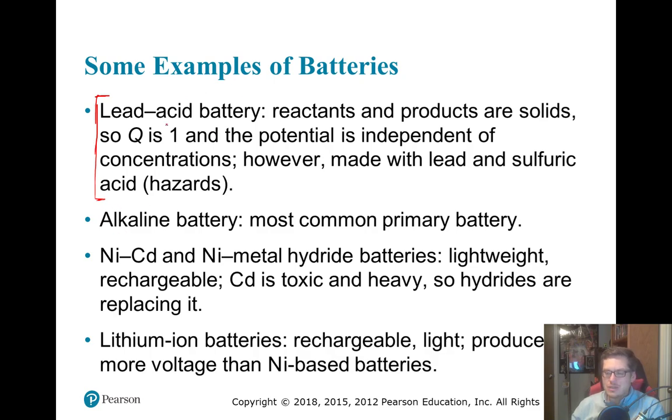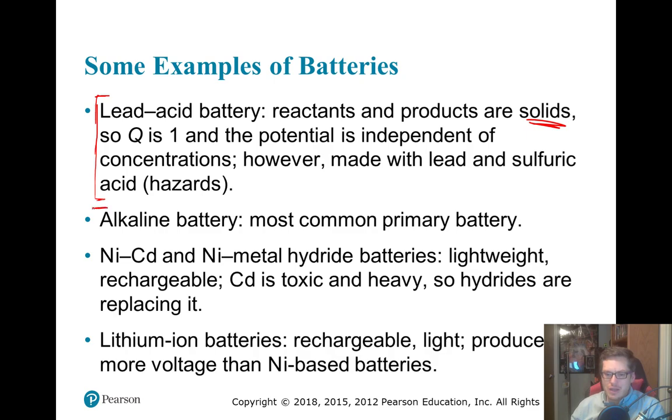The math for it is really nice because we don't have to worry about our concentrations at all because they're made with solids, so our Q is just equal to 1. All right, and so with our Nernst equation, essentially our E cell is just equal to whatever our standard is. So all we really have to worry about is just the anode and the cathode.